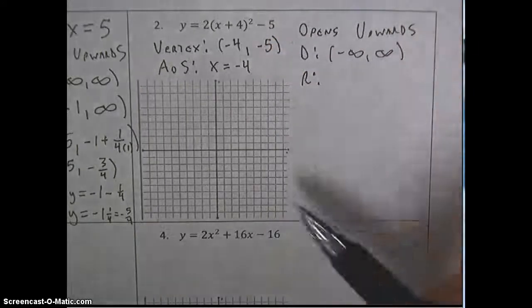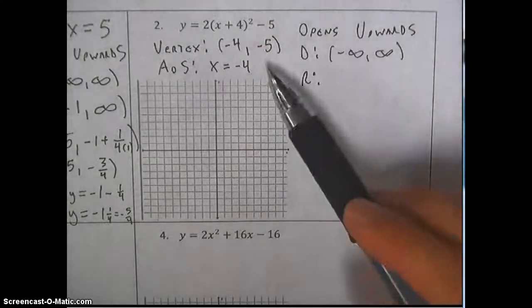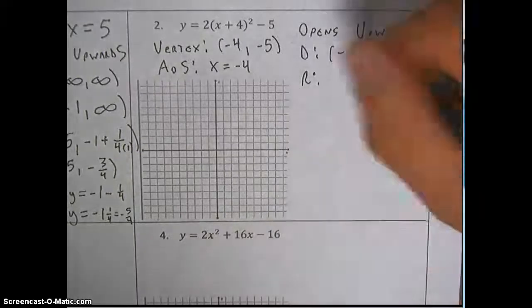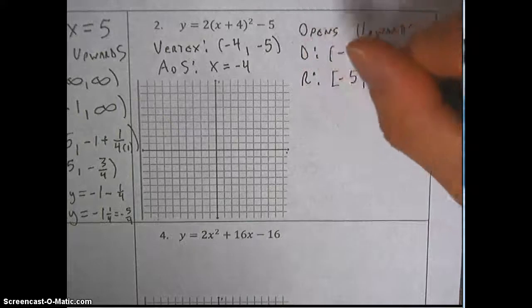The range is what's going to change. This thing opens upwards, so the lowest point is the point of the vertex, the y in the vertex. So it's going to touch -5. It's going to go up forever.